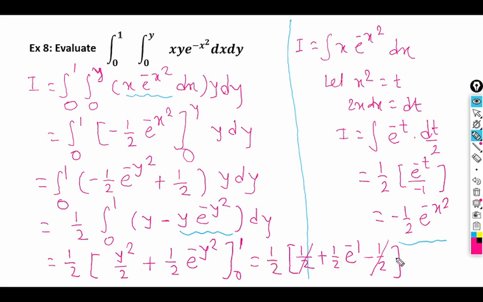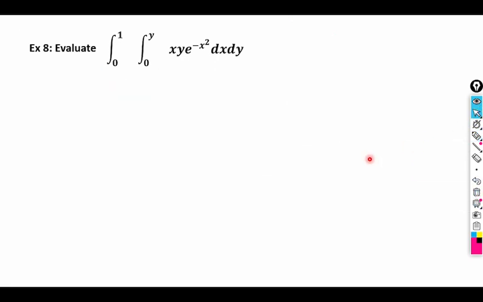The answer is 1 by 2 into 1 by 2, which is 1 by 4, so 1 by 4 e raised to minus 1. This is the answer, or we can write the answer as 1 upon 4e. 1 upon 4e is the answer, and that is the end of this question. So the answer is 1 upon 4e. You can see whatever question we have done.